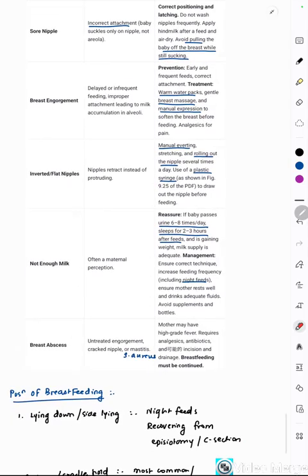Another problem is inverted nipples or flat nipples. In that case, manual everting of the nipples, rolling out of nipples is required. Use of a plastic syringe can be done.